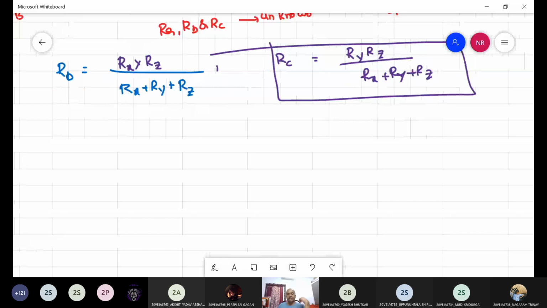Find the Thevenin's equivalent with respect to the terminals AB for the circuit in the following figure. Okay. So we have to calculate here Thevenin's equivalent with respect to the terminals AB. So here Thevenin's equivalent resistance we have to calculate, that is RTH.